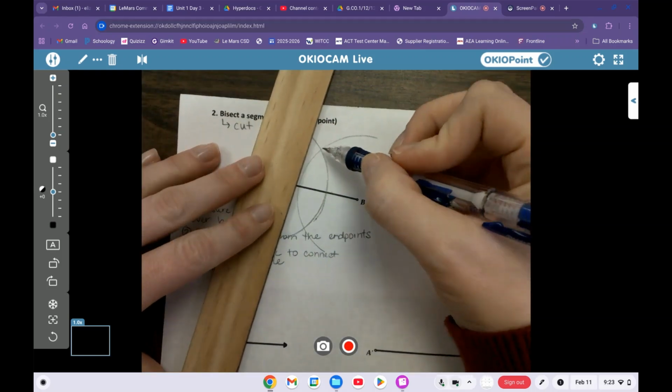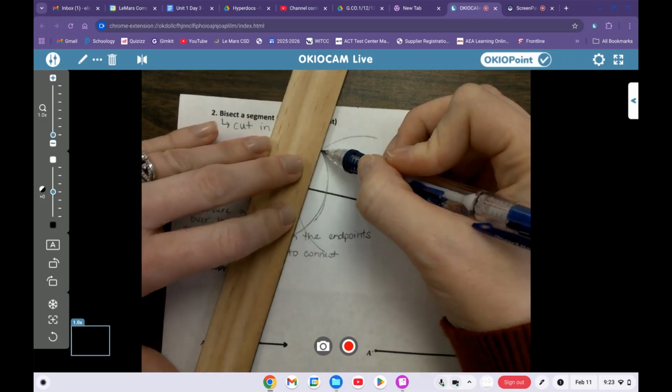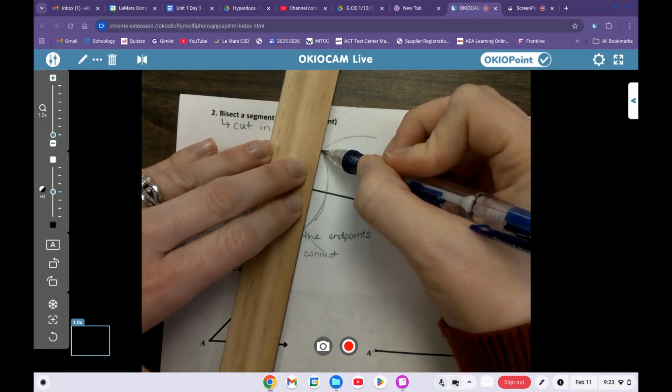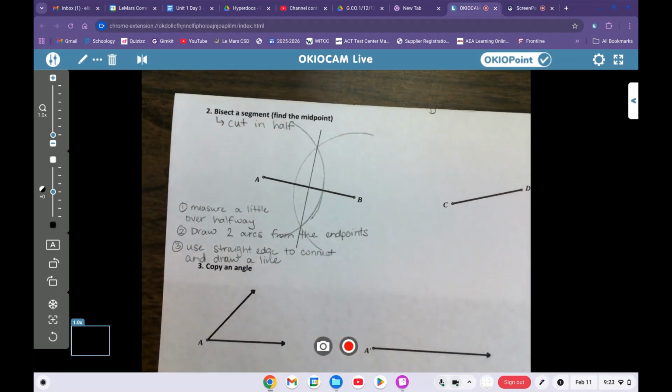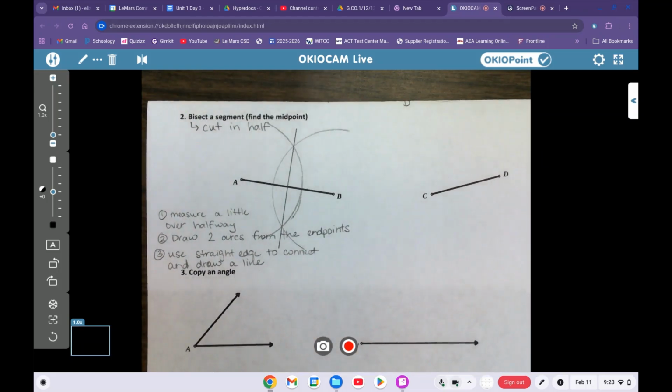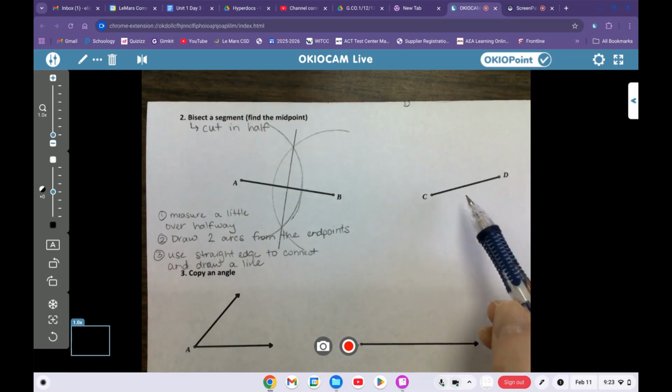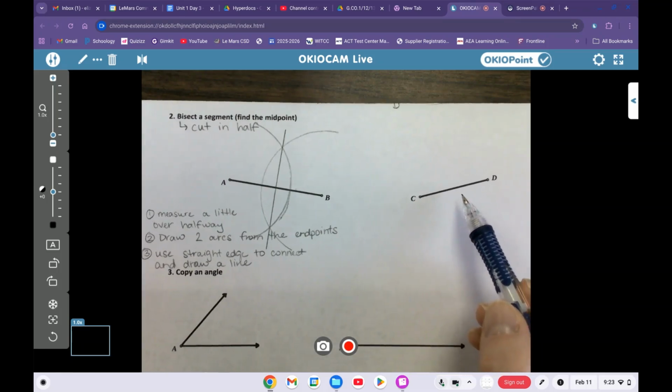Okay, so I'm going to just line up, use my pencil here as a guide. That's one intersection. I'm going to kind of eyeball where I think the other one is, and I'm just going to draw a line straight down through there. That line is going to be right through the middle of that segment AB, so that's going to be your bisector. Okay, any questions on how I did that? So I want you guys to go ahead and bisect CD over here on your own.